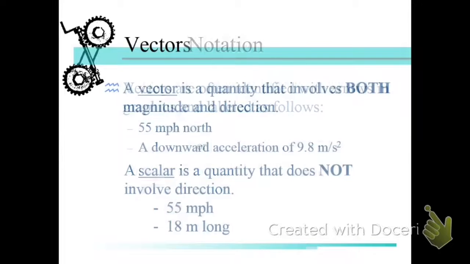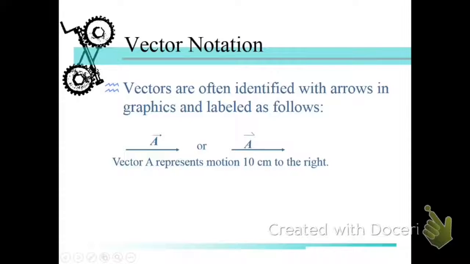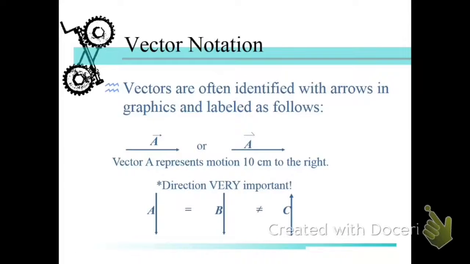this chapter. Graphically, we very often represent vectors with arrows, and then we label them with a little arrow over the top. So for example, vector A here represents motion 10 centimeters to the right. So A is equal to B here, but it's not equal to C because you can see C is in a different direction. Direction is very important when we're talking about vectors.